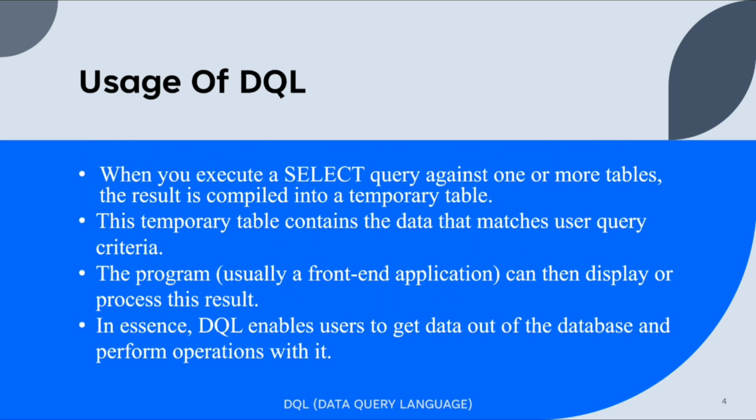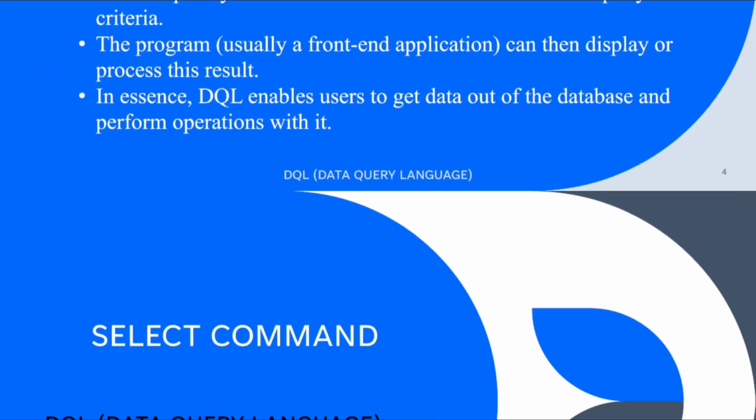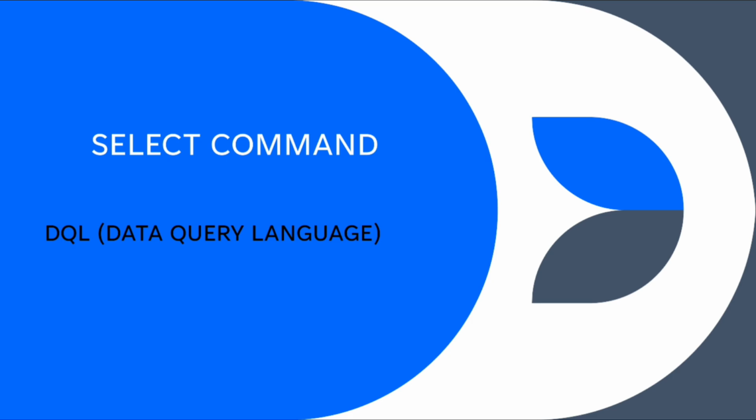When we execute a select query against one or more tables, the result is compiled into a temporary table. This temporary table contains the data that matches the user's query criteria. The program, usually a front-end application, can then display or process this result. In essence, DQL enables the user to get data out of the database and perform operations with it. It has only one command, known as the select command, which we'll be looking at now.